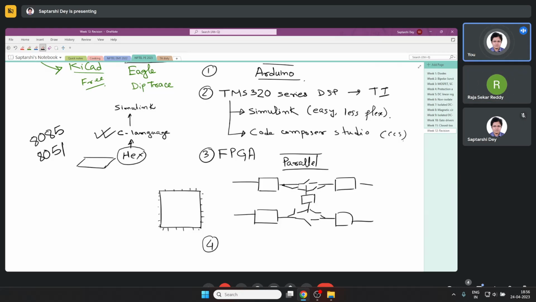I'm not sure who developed the board. The name is coming to my mind, but I cannot remember. One student was there. He had a company. I cannot remember his name. He was making this, an IISc alumnus.